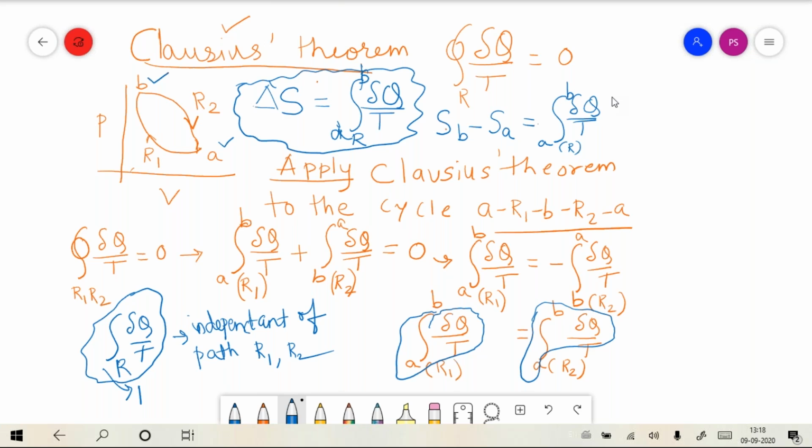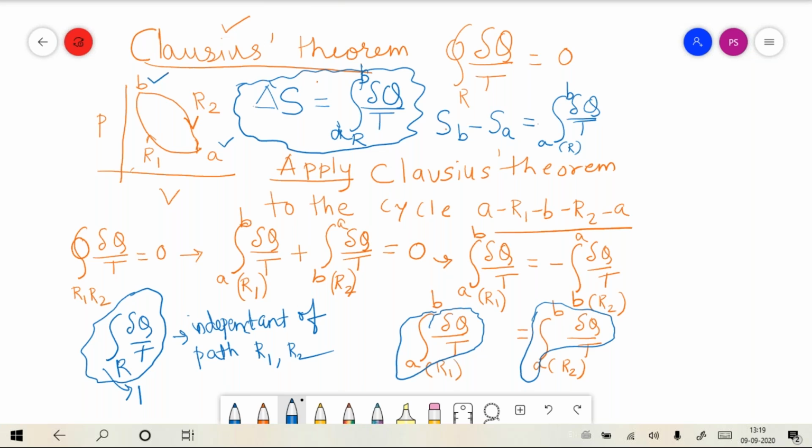This proof is very simple. If you look at it from a purely mathematical or logical perspective, it is a two-step proof. Now, what is to be proved is that there exists a property called entropy, whose change is given by delta S equals the integral of del Q by T along a reversible path.